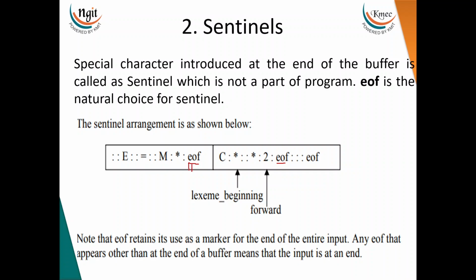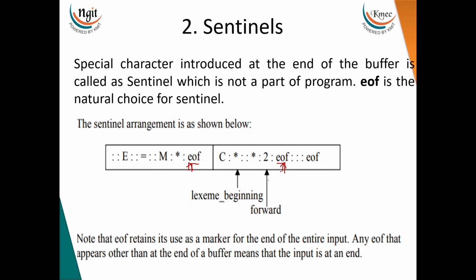But this end of file is not considered as part of the input string, right? And for every part of the buffer, we are going to have the same beginning pointer and forward pointer. Once it is done, we'll go to the next one. The beginning pointer is at the beginning of the lexeme and the forward pointer moves, right?